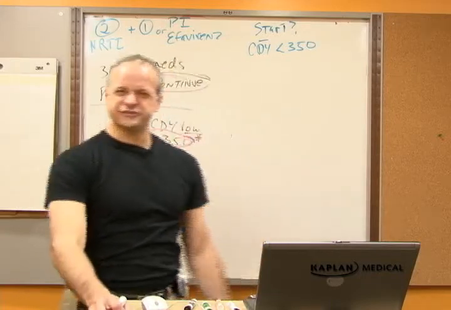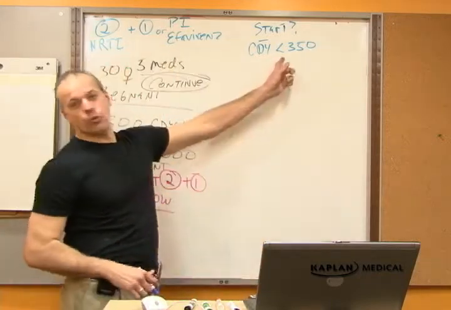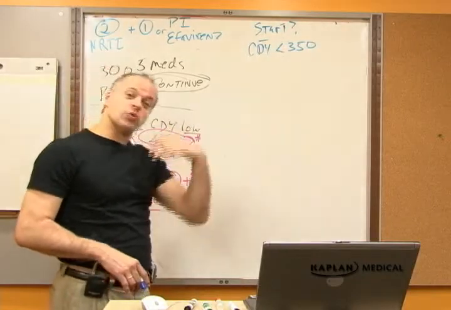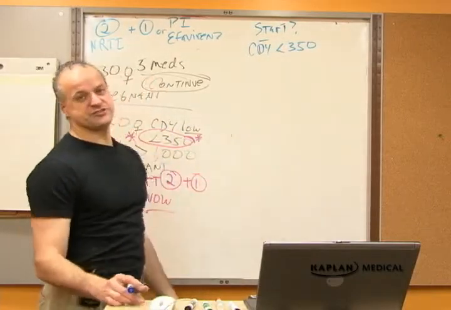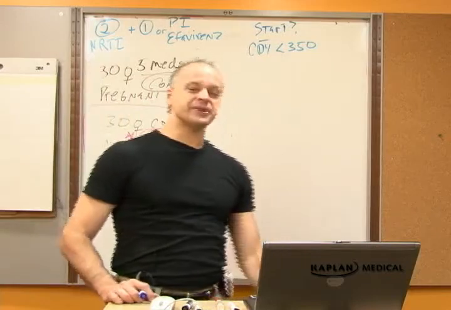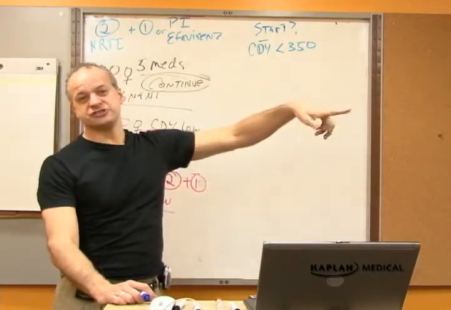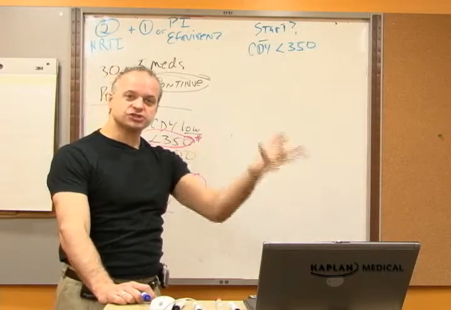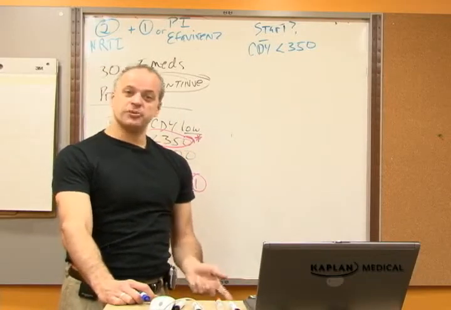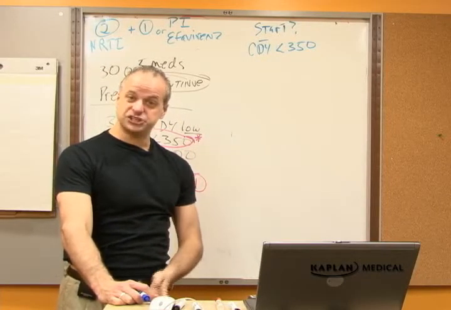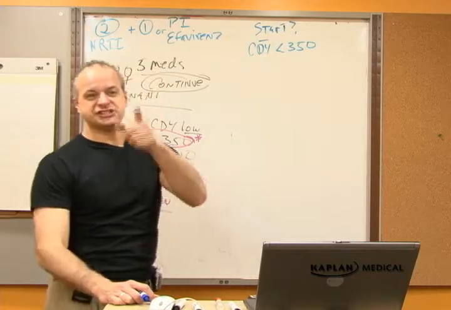That's difficult, it shifts. When do you start? Low T cells. What is low? Less than 350. What do you start? A combination of 2 nucleosides and a protease inhibitor, or 2 nucleosides and efavirenz. If the woman is pregnant, you start the medications now. If the woman was already on medications and she becomes pregnant, you just continue.